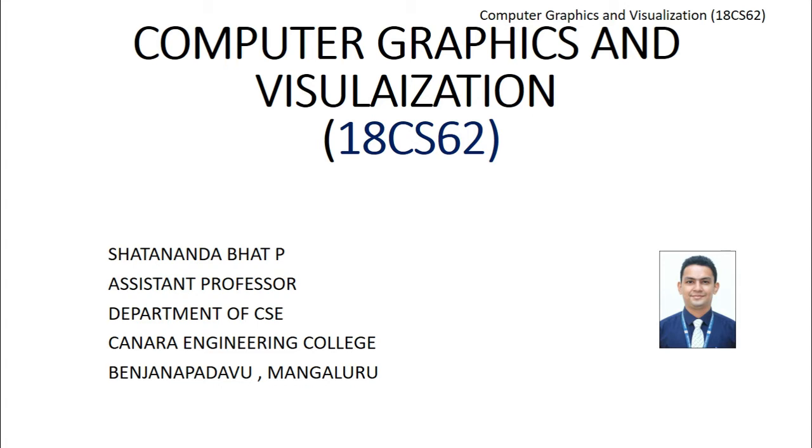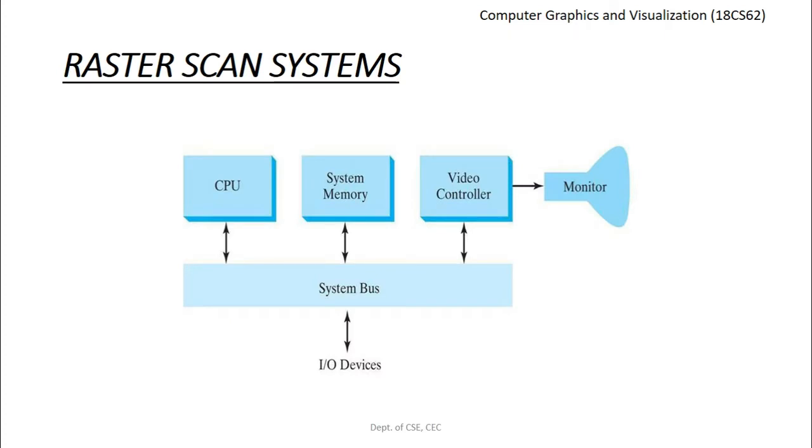Okay, so let us see what we mean by raster scan systems. Interactive raster graphics systems typically employ several processing units. In the earlier video lecture we had seen what we mean by raster scan display. So an interactive raster graphic system typically employs several processing units.